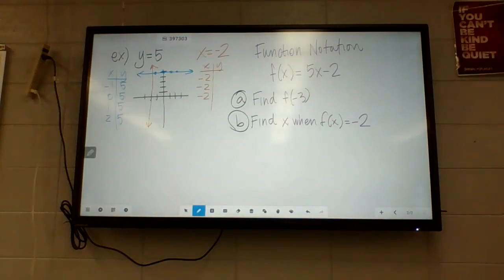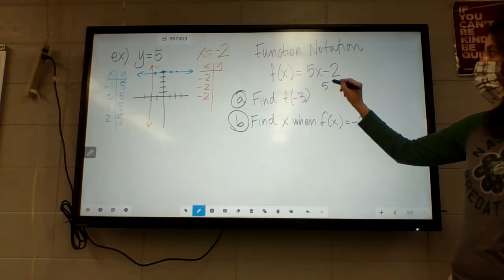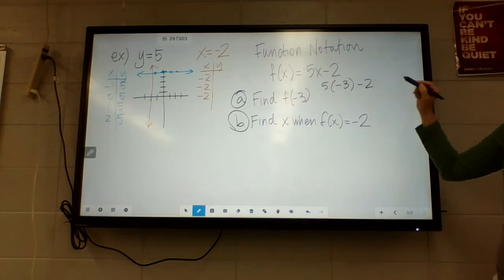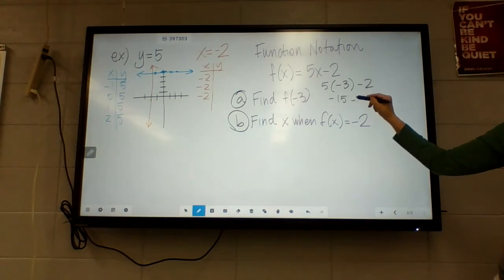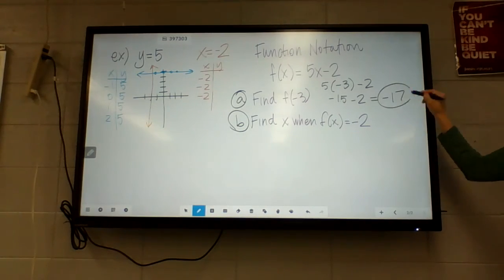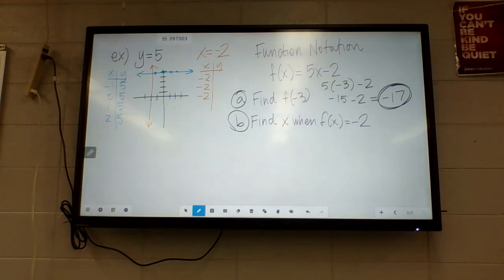So what am I doing in part A here? F of negative 3. What are we doing with that? What does that negative 3 stand for? Yeah, the x. So we're just going to put x in as negative 3. So 5 times negative 3 is negative 15, minus 2, so I get negative 17 there. In that case, it's telling me to substitute a value in for x.